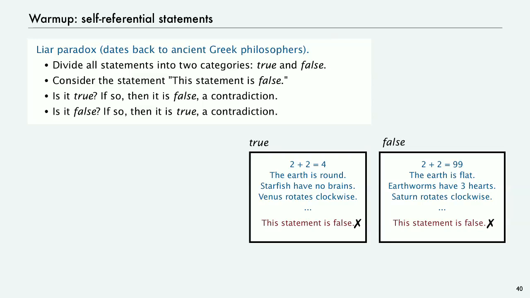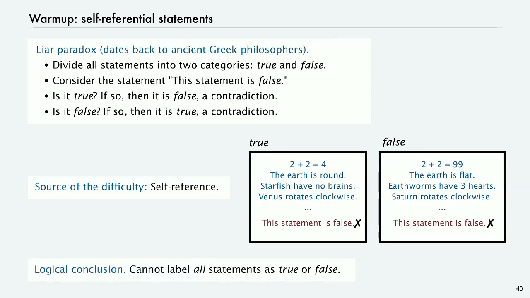So what are we to make of this situation? Well, the source of the difficulty is self-reference, a statement referring to itself. And the logical conclusion that we can draw from this is that you can't label all statements as either true or false. Here's an example of a statement that can't be labeled either way.